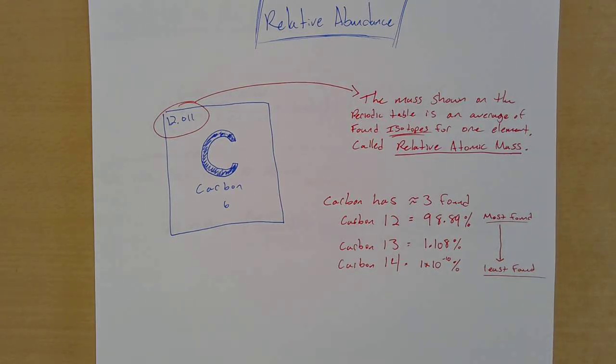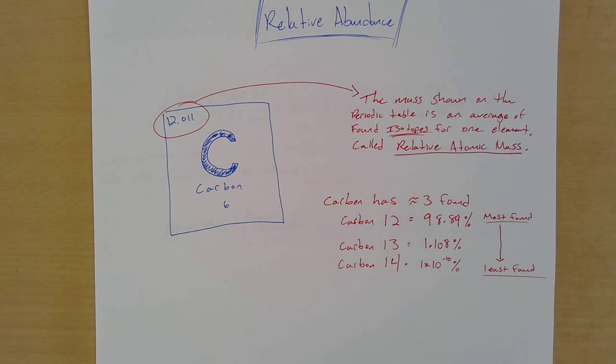We're going to talk about relative abundance data and what this actually means. When we put the mass on periodic tables, what we're really telling you is that this is an average. It's an average of all of the elements found, based on the percentage that they're found too, because we want to know which is the most prevalent.